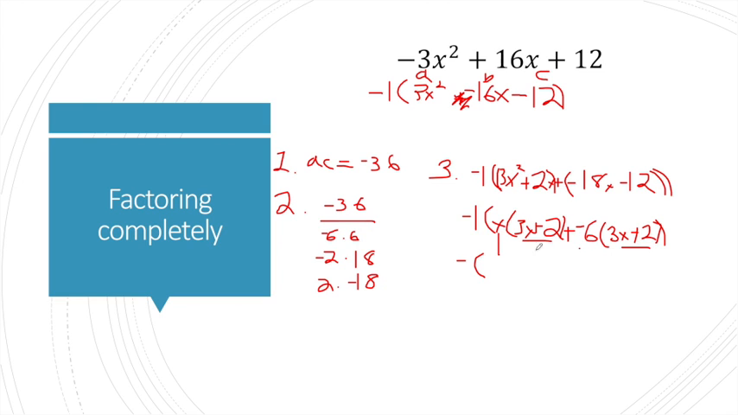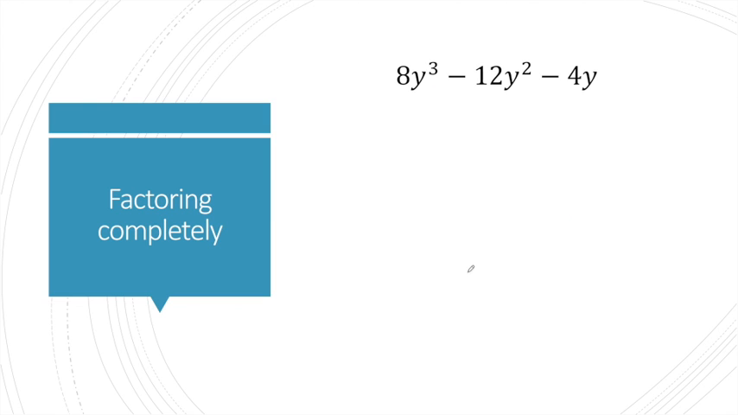That leaves me with x minus 6 times 3x plus 2. So here we have our fully factored trinomial, remembering to pull out that negative first.